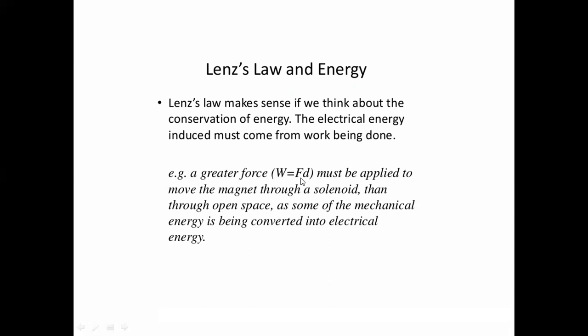So it means in order to produce an EMF, a greater force must be applied to move the magnet through the solenoid than through open space, as some of the mechanical energy is being converted into electrical energy. So here the energy comes from the mechanical energy, that is the motion of the magnet. In order to move the magnet towards the coil, work has to be done. If the coil has the opposite pole formed to that of the approaching magnet, then it will automatically attract the magnet towards it. It means we don't need to apply force. It will go towards the coil itself.